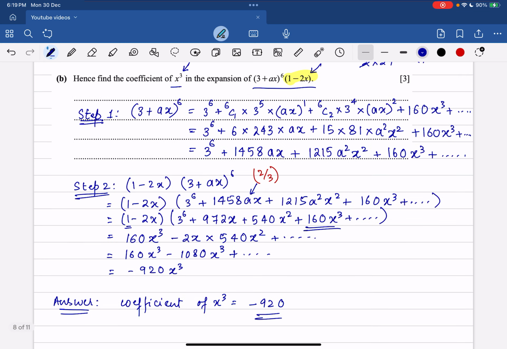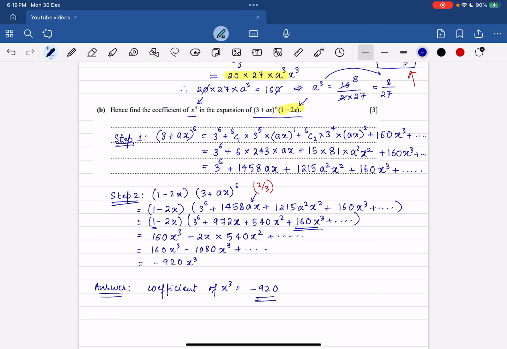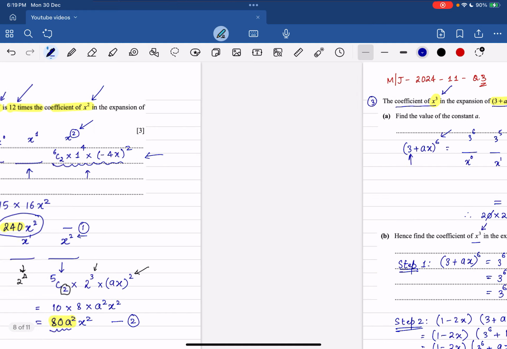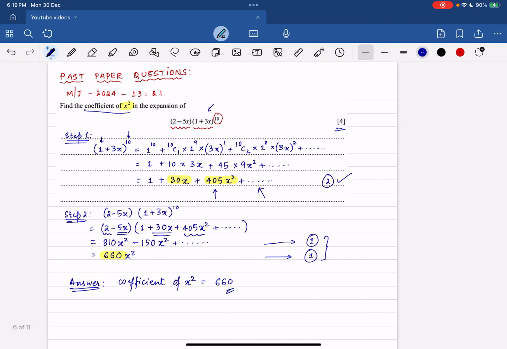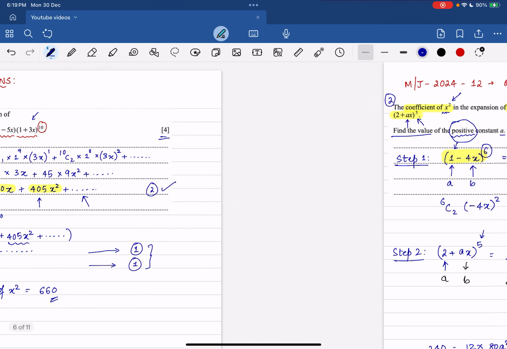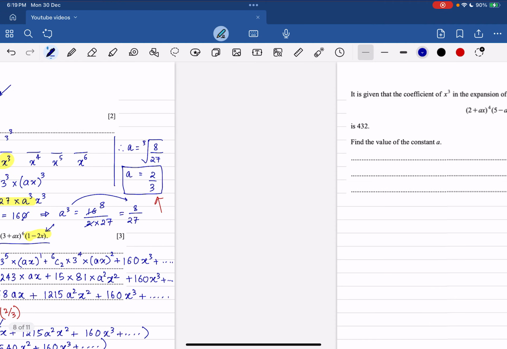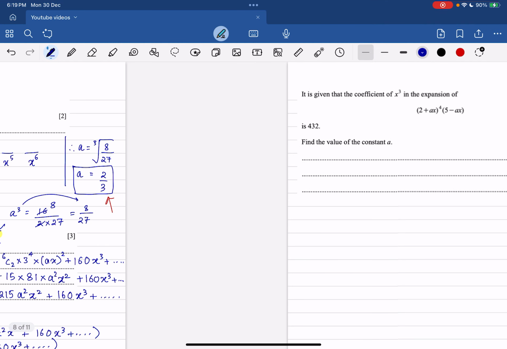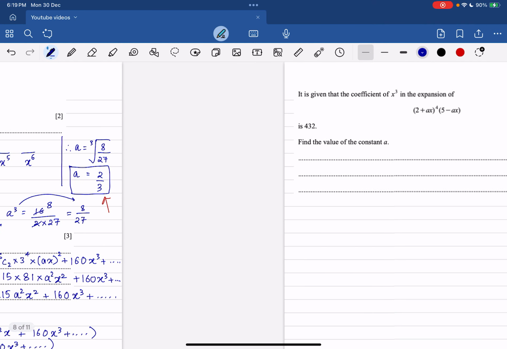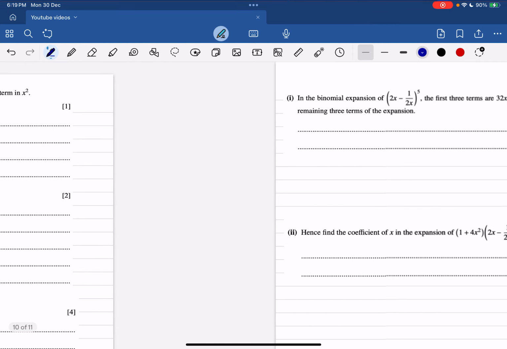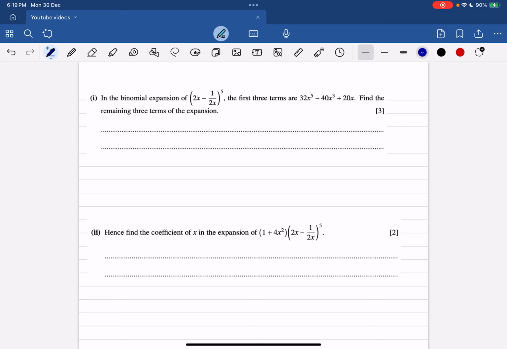So we have an understanding of how we work with binomial expansion type questions that come in past papers. For now, I'm going to stop here. I have a collection of a few more past paper questions which are a little bit similar, but they definitely hold different value, and this is one question that I will be discussing in my next video.